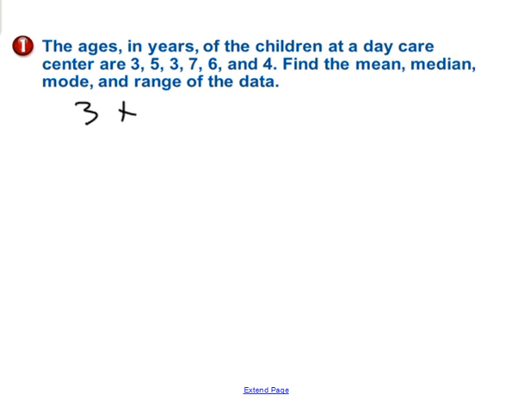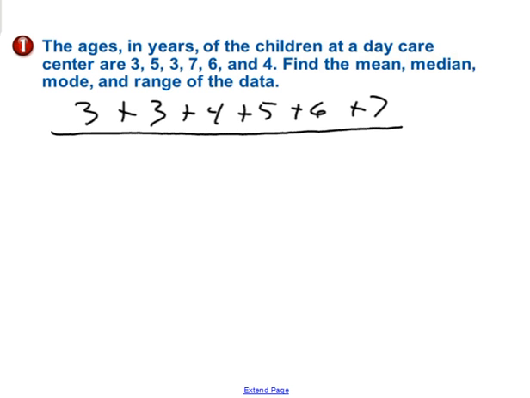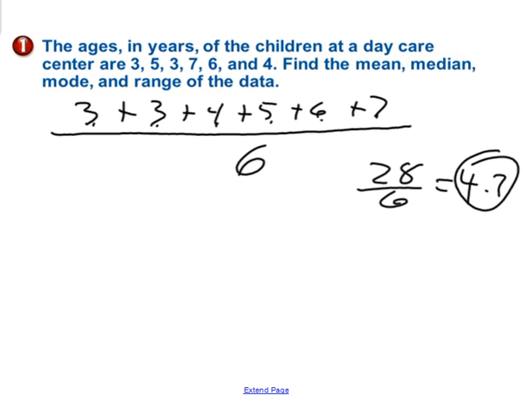3 plus 3 plus 4 plus, I'm sorry, it should be plus 5 plus 5 plus 6 plus 7, all divided by the number of terms. There's 1, 2, 3, 4, 5, 6 terms, so I'm going to divide by 6. If I go across that numerator and add it up using my calculator, I get 28. So 28 divided by 6 is 4.7. So the mean age is 4.7.